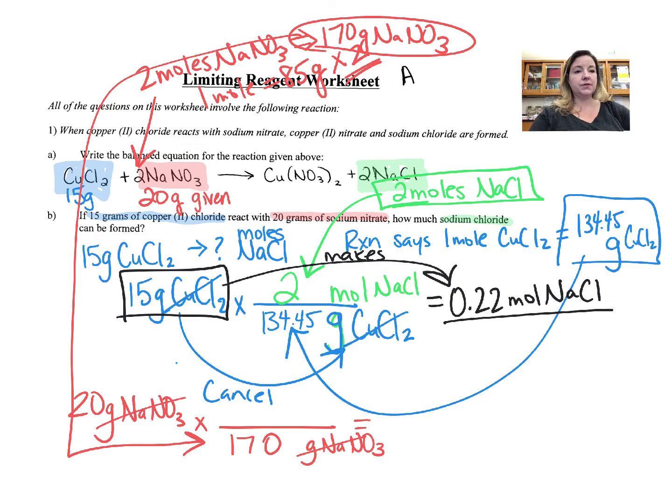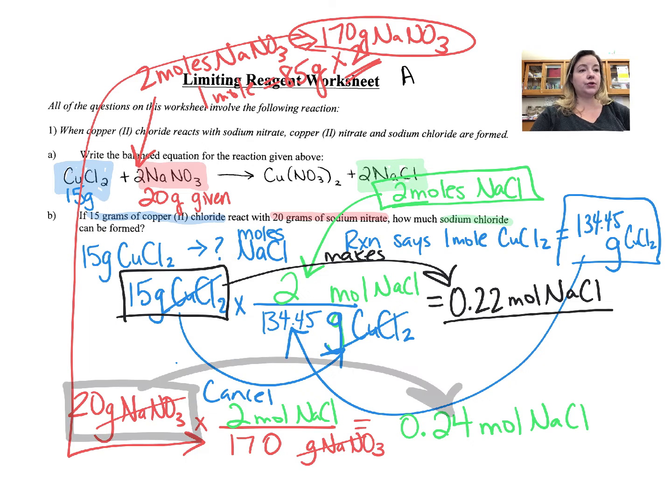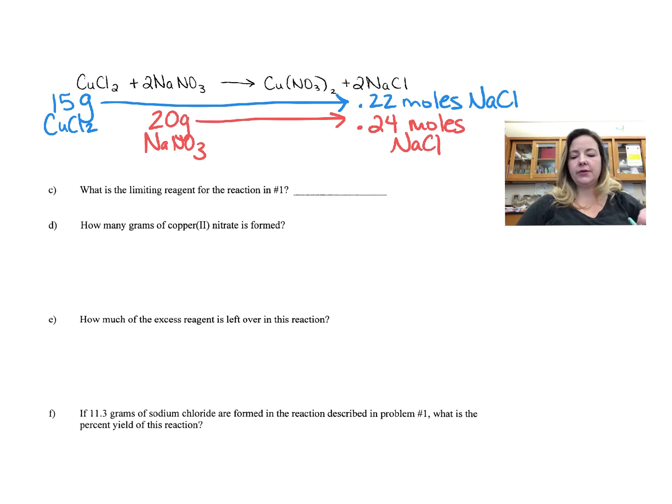I want to find out how many moles of sodium chloride, and again, the reaction tells me 2 moles, so I'm going to put that on the top of my conversion factor. When I solve all of that, I find that from my 20 grams of sodium nitrate, I will produce 0.24 moles of sodium chloride. So here is what we determined. We were given 15 grams of copper chloride, and we determined that we would be able to make 0.22 moles of our product, sodium chloride. We were also given 20 grams of the reactant sodium nitrate, and we determined from that that we would be able to make 0.24 moles of sodium chloride.